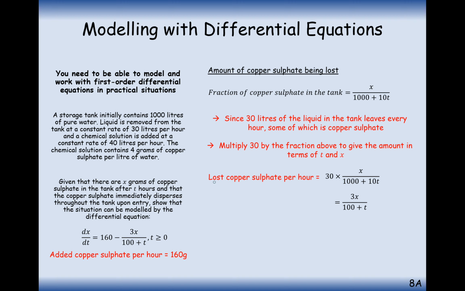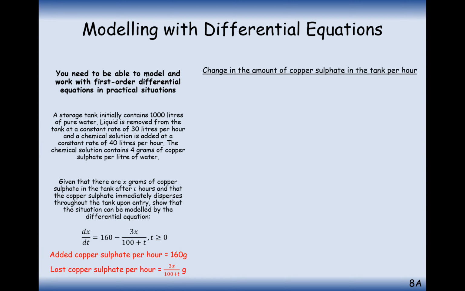So what we've calculated here is the amount of copper sulfate lost per hour, which is the fraction of copper sulfate that's in the tank times how much we want to leave in the tank, so that would be 30 as the multiplier. So the amount of copper sulfate added per hour is 160 grams. The amount of lost copper sulfate per hour is 3x over 100 plus t. So there we are. The differential equation, the change in the amount of copper sulfate in the tank per hour, is dx by dt equals the amount added, take away the amount lost per hour. So it's going to be 160 minus 3x over 100 plus t.